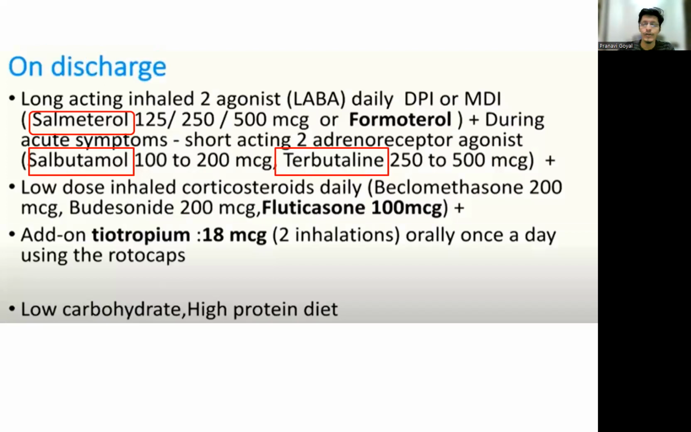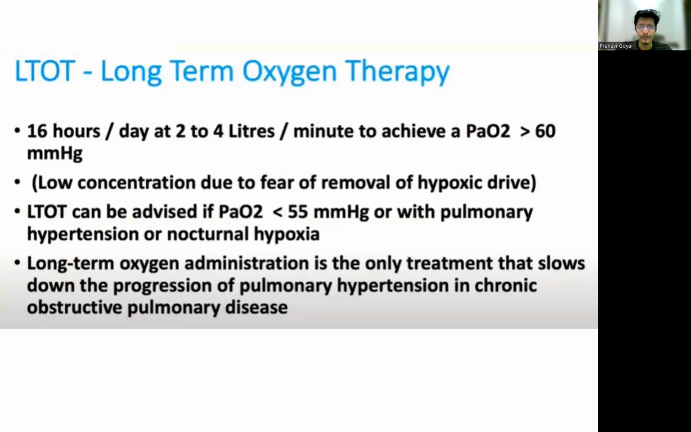Now, on discharge, you have to put the patient on LABA with inhaled corticosteroid. For LABA, you can use salmeterol 125, 250, 500 or formoterol. Along with that you have to put the patient on SABA, LABA with SABA, that is salbutamol and terbutaline. If the patient still does not get relieved, you put the patient on low dose inhaled corticosteroid, such as dexamethasone, budesonide, fluticasone. Add on, if still not relieved, an antimuscarinic, tiotropium, 2 inhalations once a day using rotacaps. You have to tell the patient to take a lot of proteins and less carbs.